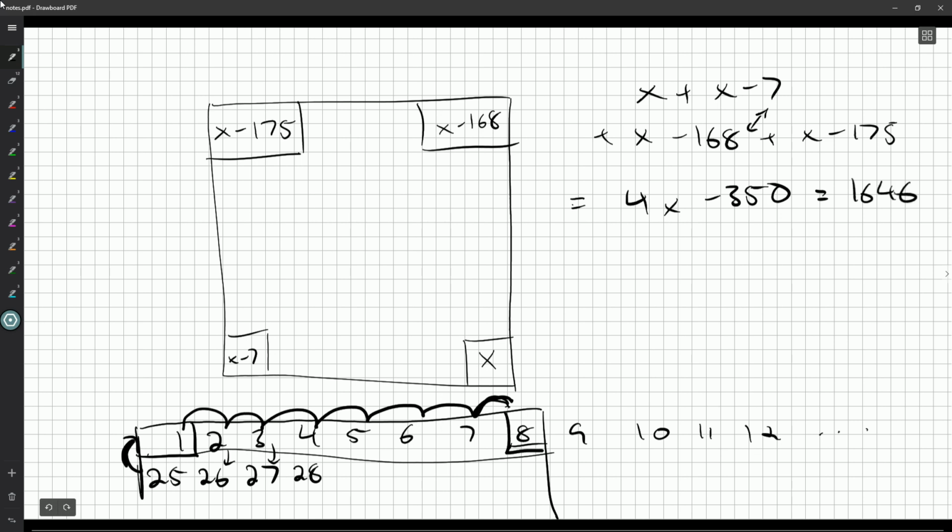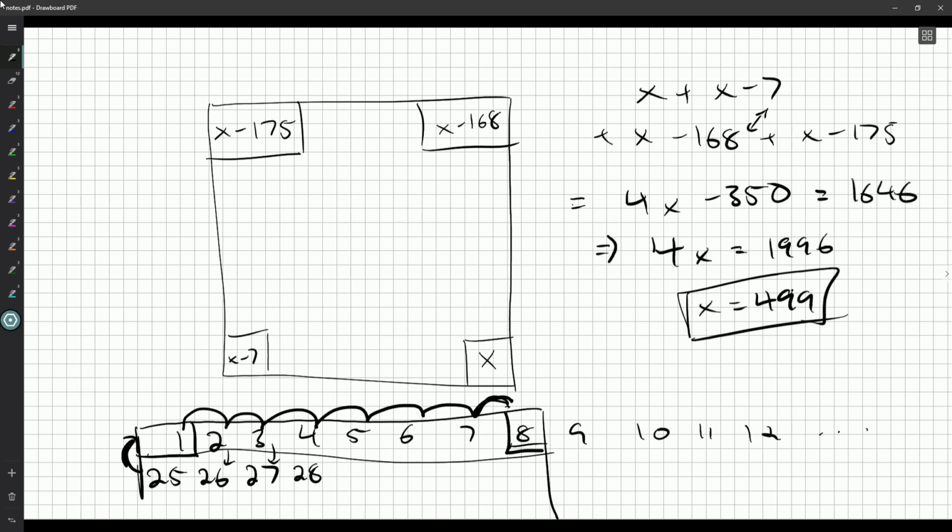So now if we add 350 to both sides, 1646 plus 350, I'm getting 1996, divided by 4. And so this x value should be 499. And that's all we need to put for our answer to question number 4.